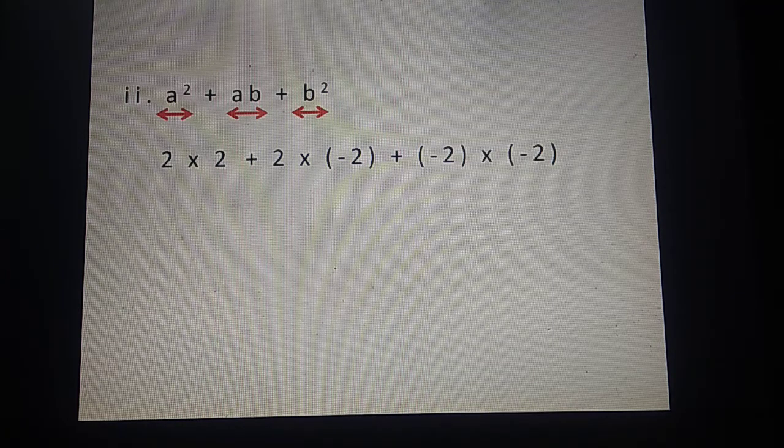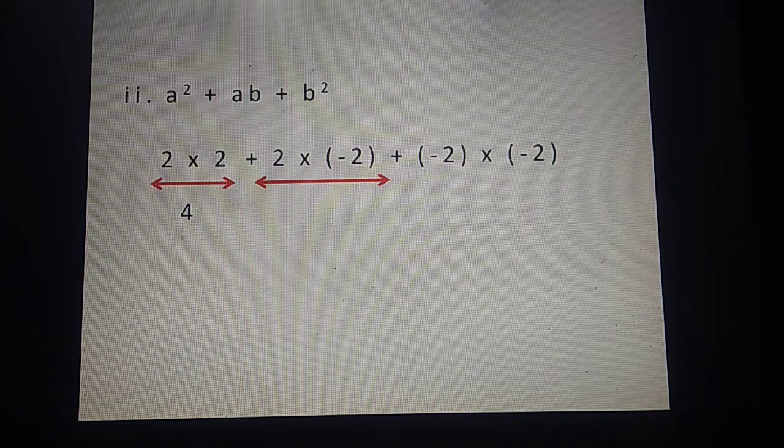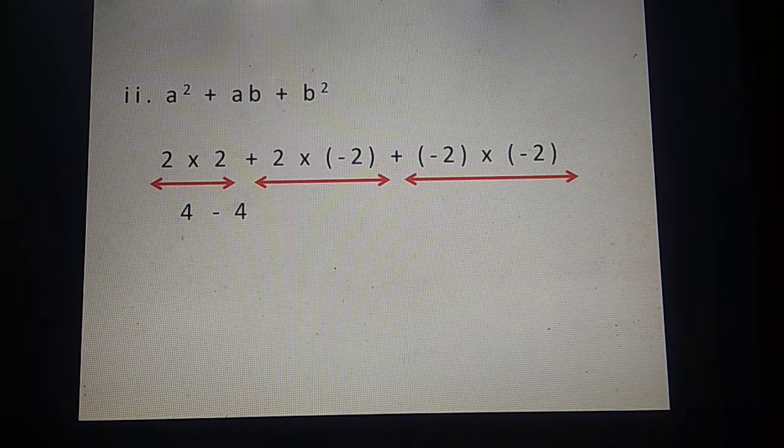Again start with the term. First term, 2 into 2, 4. Next, 2 into 2, again 4. But how many minus signs are there? Only 1. Odd means answer with minus sign. Next, 2 into 2, again 4. But how many minus signs are there? 2. That is even. So, plus 4.